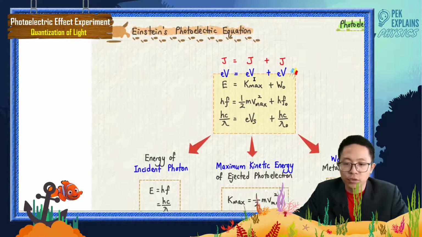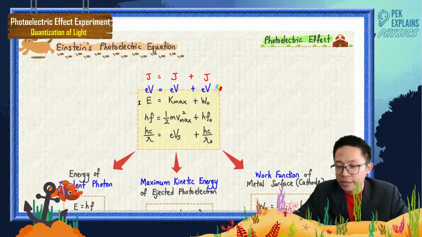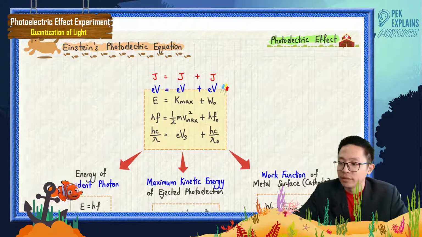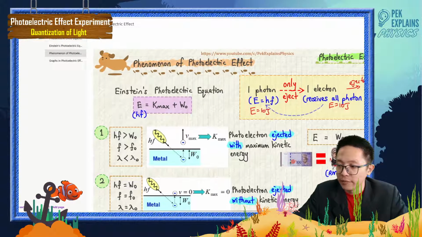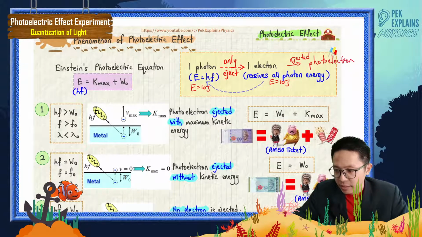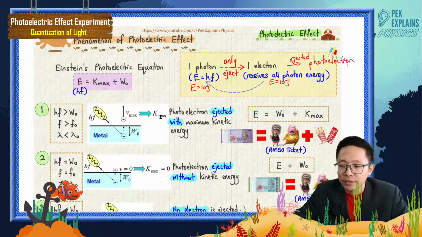This is actually the photoelectric equation. The energy of light, HF, provides kinetic energy for the electron. I haven't taught about this one, but I will teach later. You see that the photon has energy HF. It provides all the energy HF for the electron, and the electron will gain kinetic energy. So that's why the electron can flow although there is zero voltage.